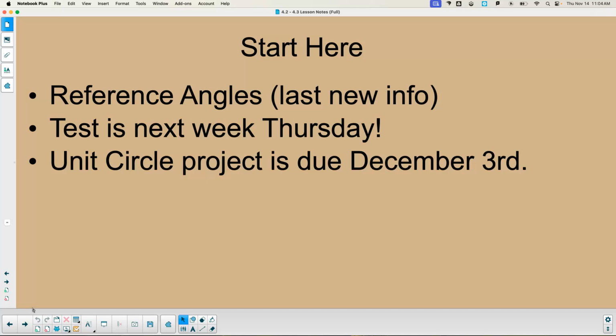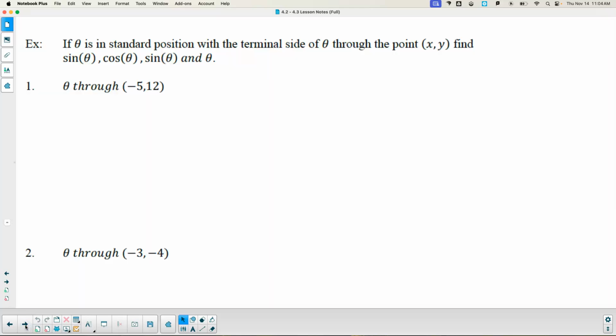All right, let's dive into it now. We are in your white packet, your note packet. Looks like the middle of the page of where we left off yesterday. Theta is in standard position with the terminal side of theta through the point x comma y. And we need to find sine, cosine, and tangent. There should be a tangent in there.